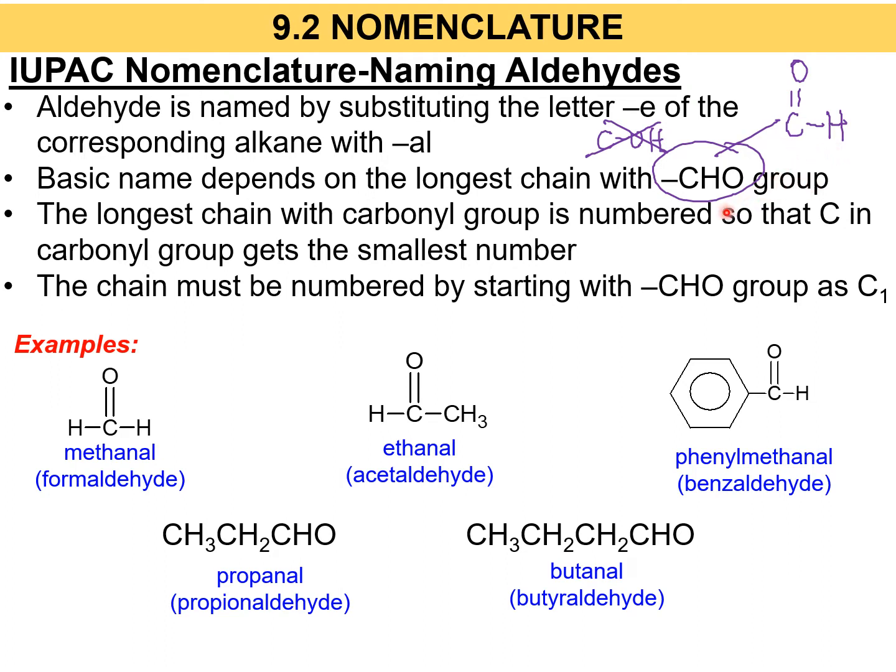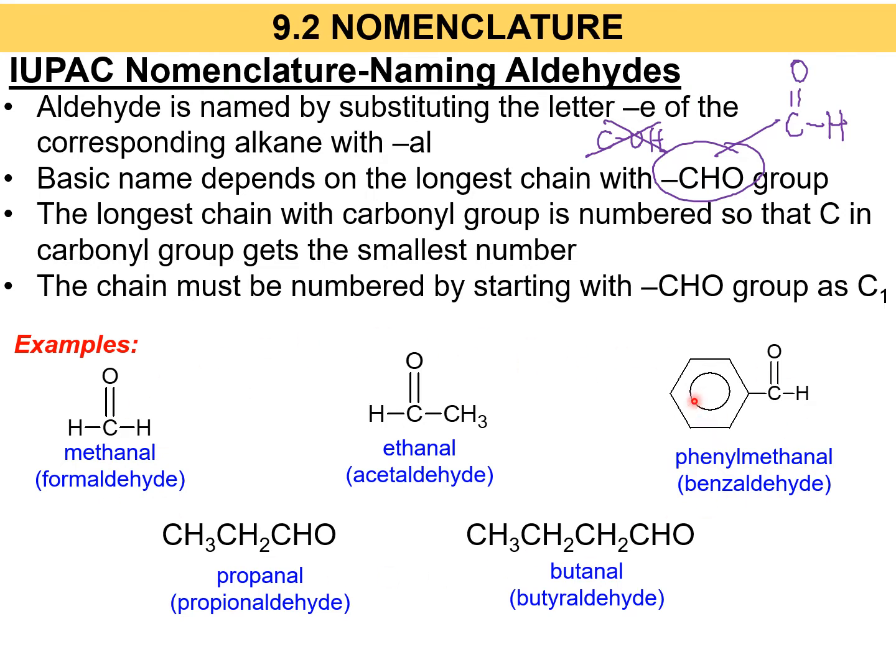Okay, memang CHO. And then the longest chain yang ada carbonyl group must be numbered supaya kita dapati yang carbon yang ada carbonyl group tu dapat the smallest number. For example, kalau let's say kita teruslah numberkan carbon yang ada CHO group ni as carbon number 1. Okay. So here are some of the examples organic compound aldehydes.